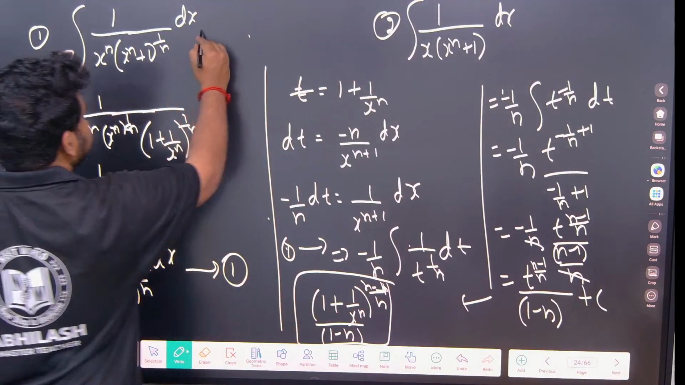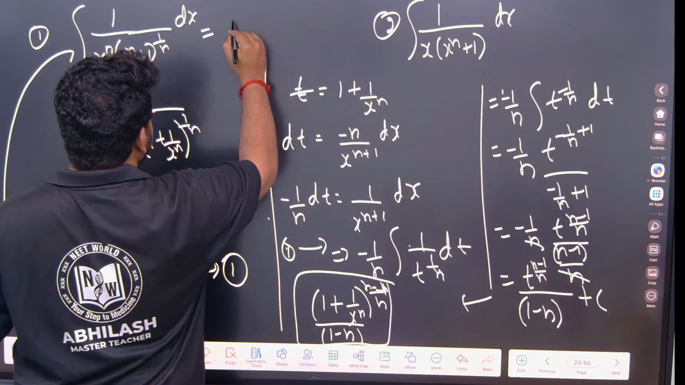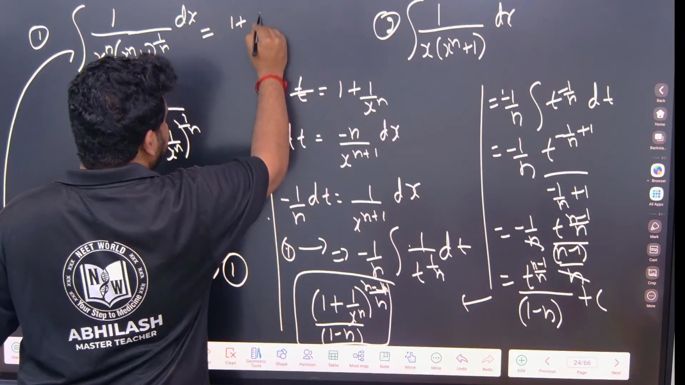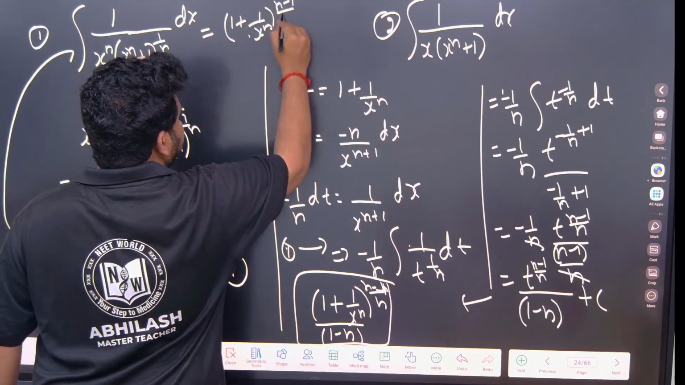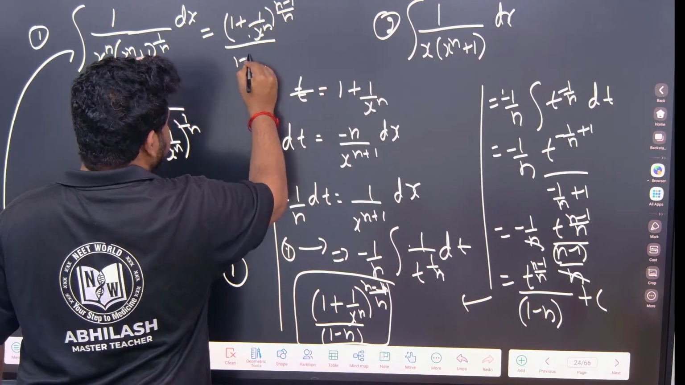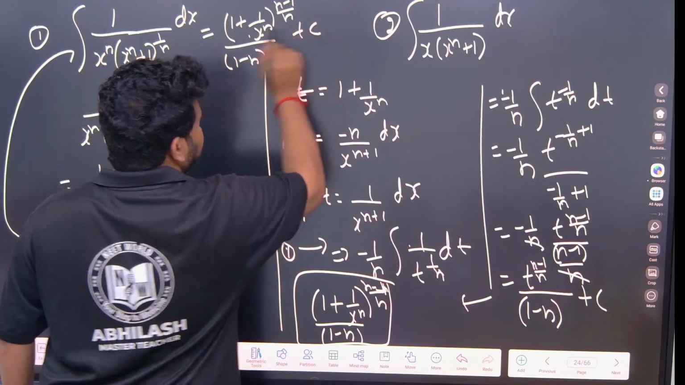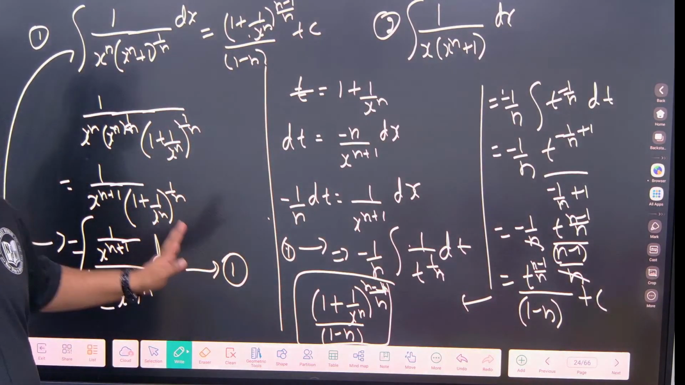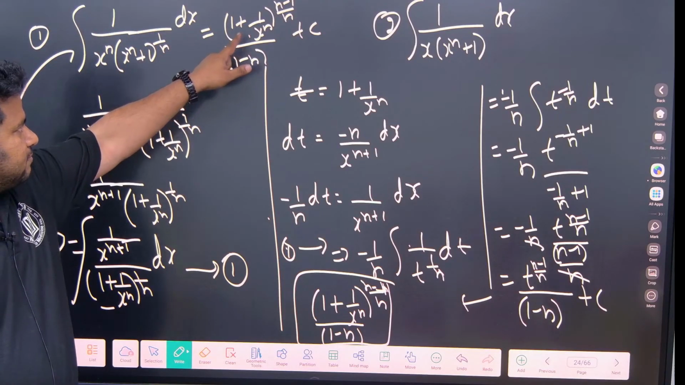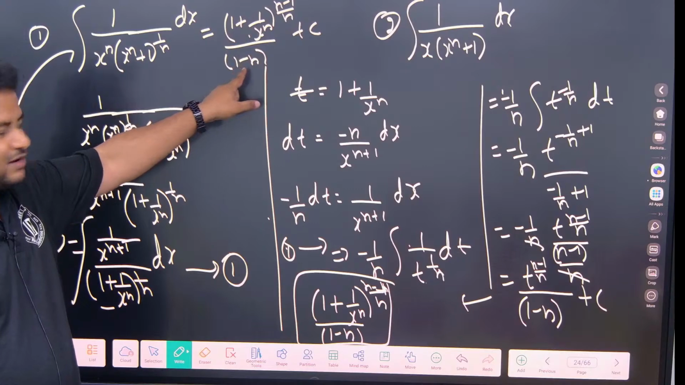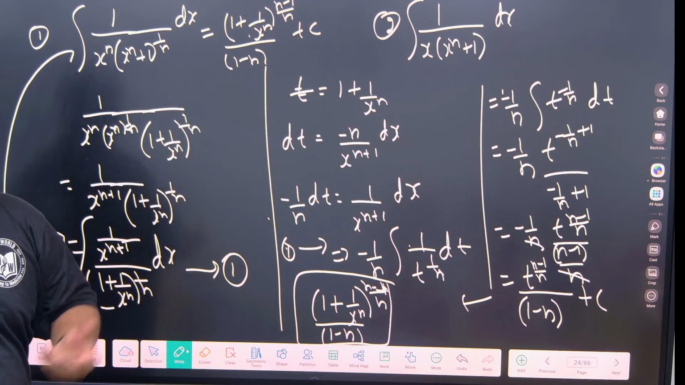So for this, the answer is 1 plus 1 by x to the power of n, to the power of n minus 1 by n, divided by 1 minus n, plus c. This is the answer you have to remember. So you are getting it like this: 1 plus 1 by x power n, to the power of n minus 1 by n, divided by 1 minus n. n can be any value.